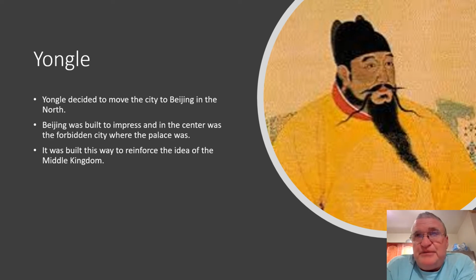So even today, people go to Beijing and they want to see the Forbidden City. It was built this way to reinforce the idea of the Middle Kingdom. So China called itself the Middle Kingdom, and they called itself that because they believed they were the center of the earth.